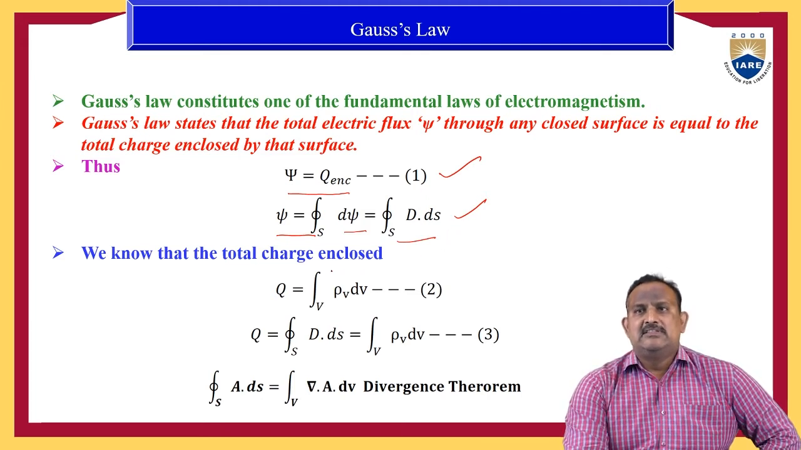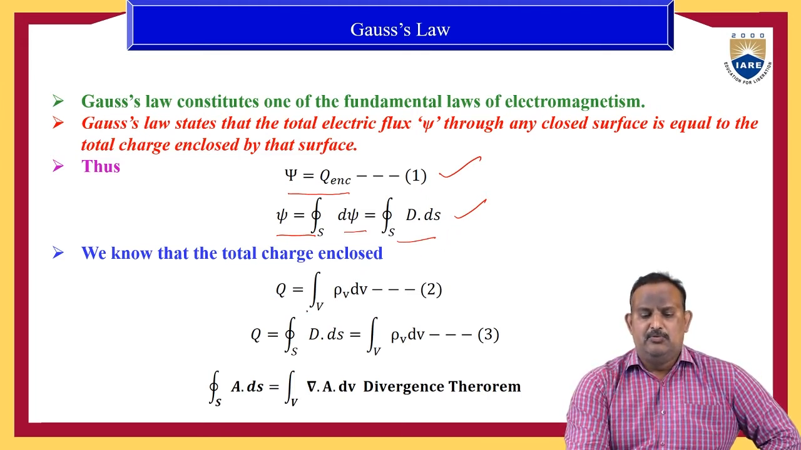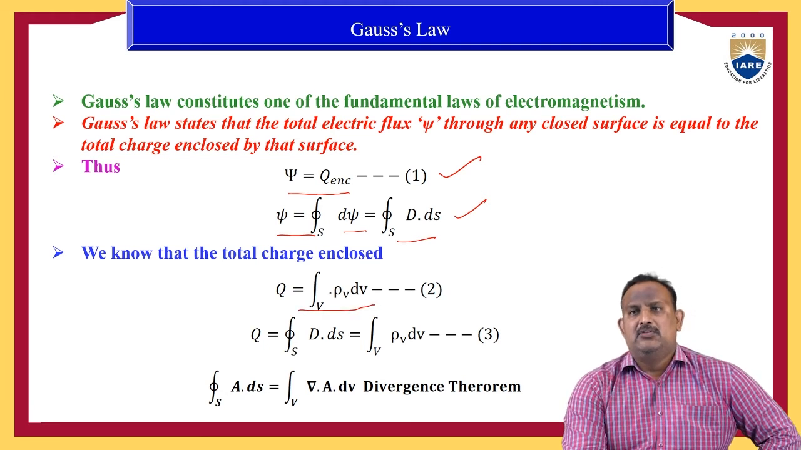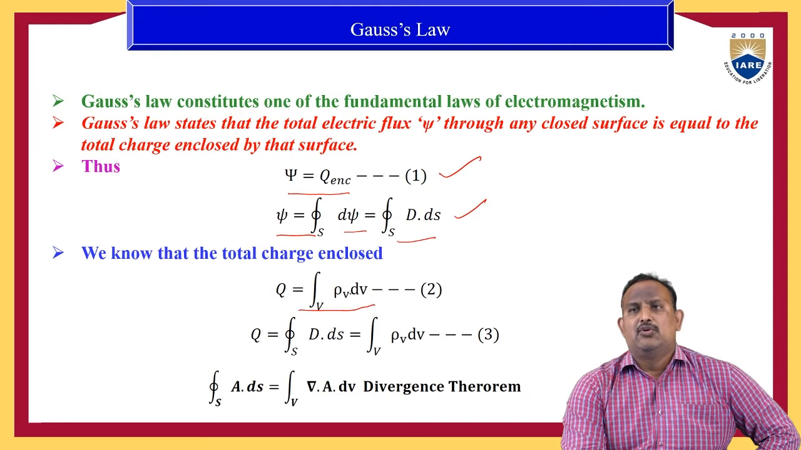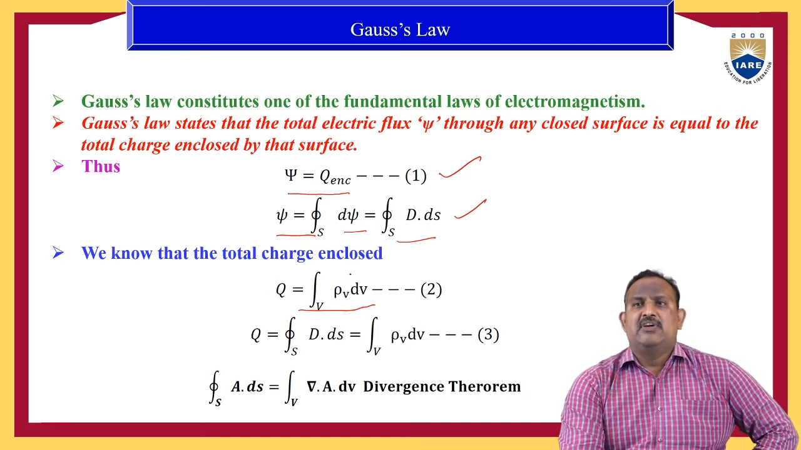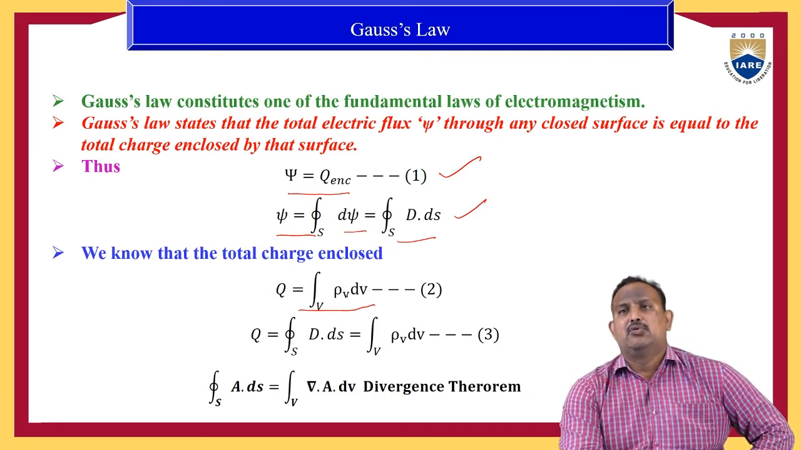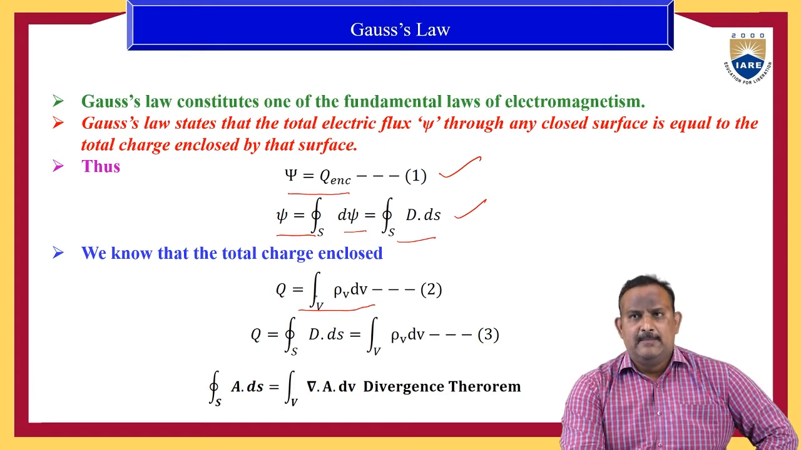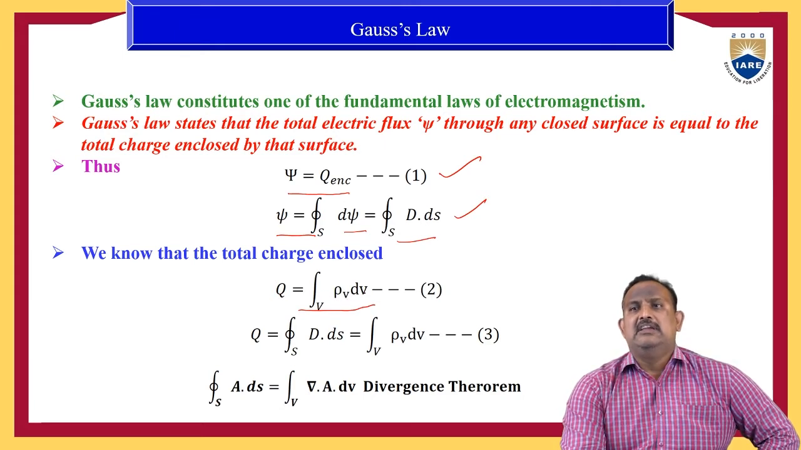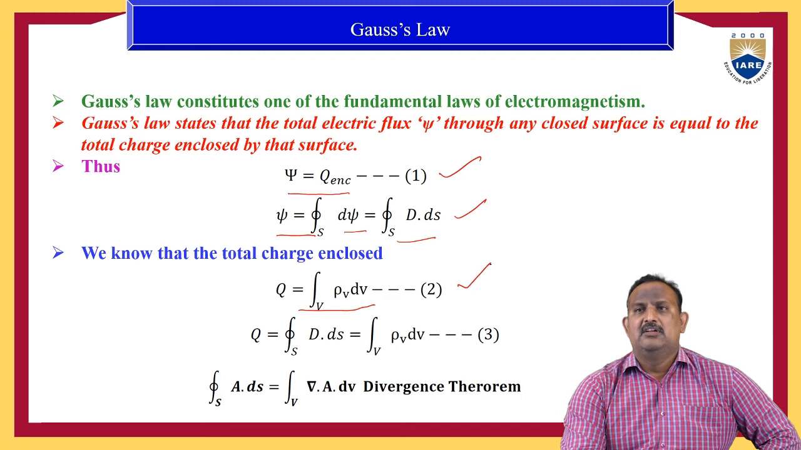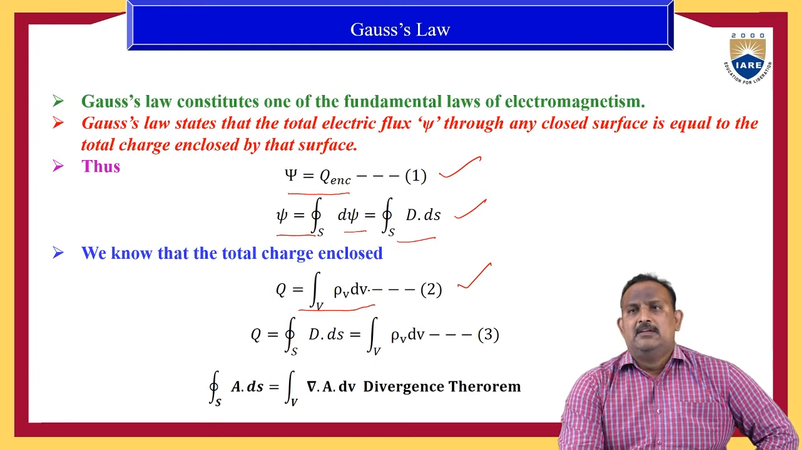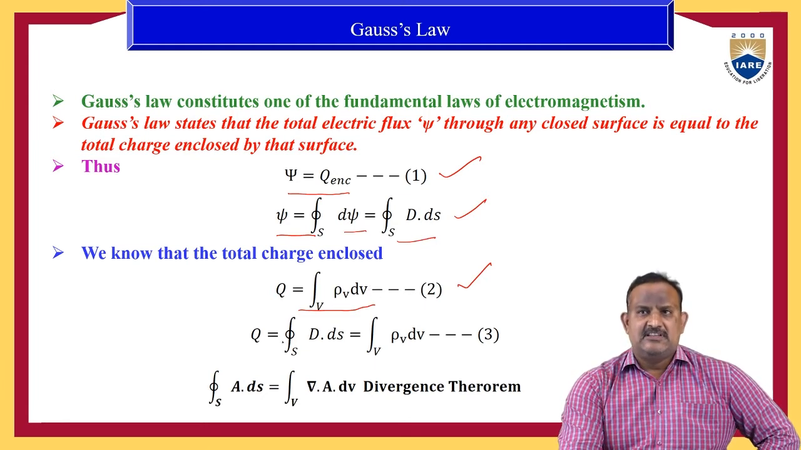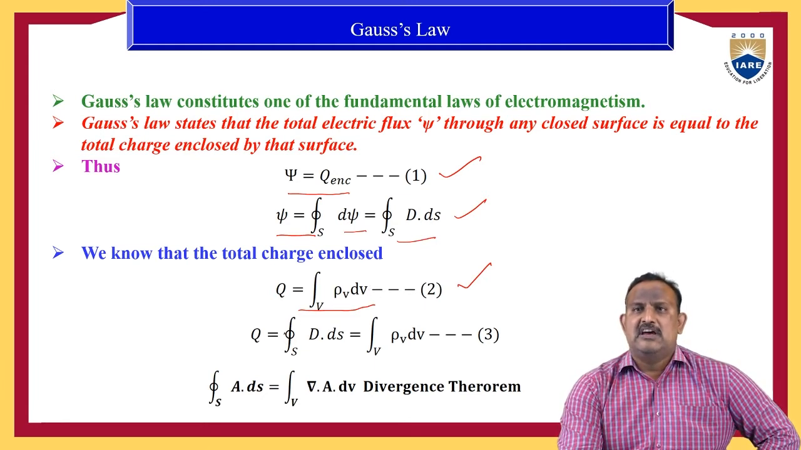Next, we know that the total charge enclosed over a volume is Q equal to the volume integral of rho v dv. If it is a surface, it is the surface integral of rho s ds. If it is a line, it is the line integral of rho l dl. Depending upon the distribution, we can define the charge. So Q is equal to the volume integral of rho v dv.